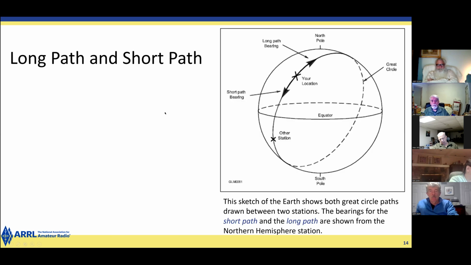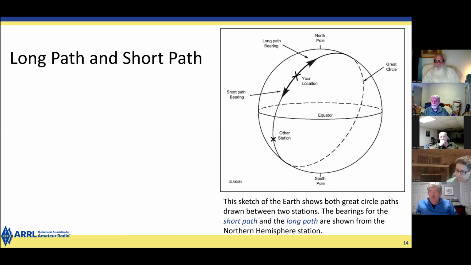Okay. So I want to talk about paths to other stations. If you think about a globe, the shortest distance between two points is not a straight line on a flat map, but rather it's a straight line on the globe. If you put a string on a globe with one thumb at your location and then pull it tight until the string goes to the other location, you'll see that there's a path that follows the curvature of the Earth.